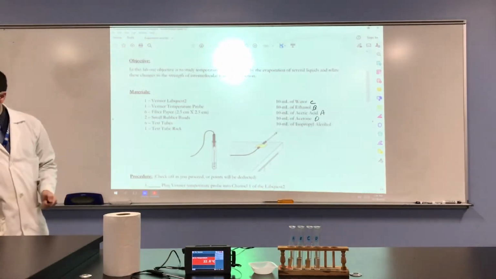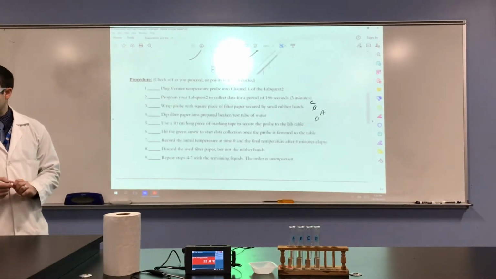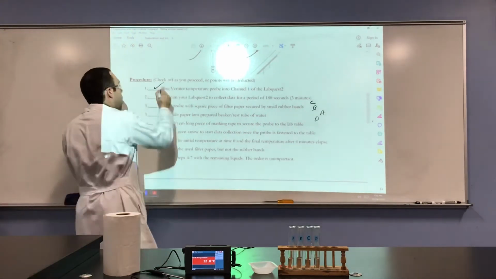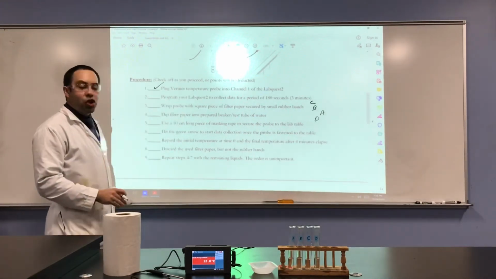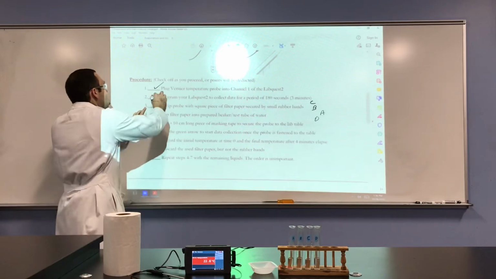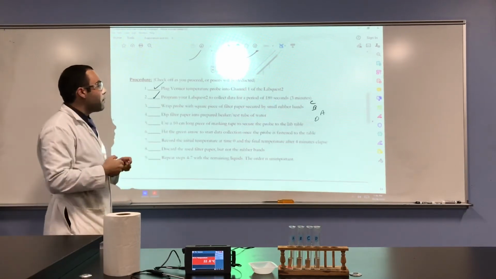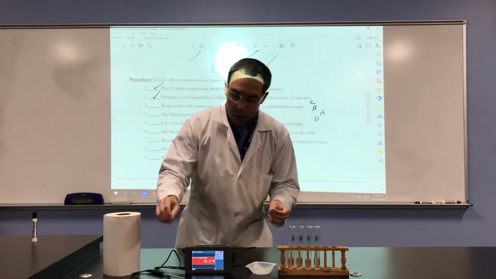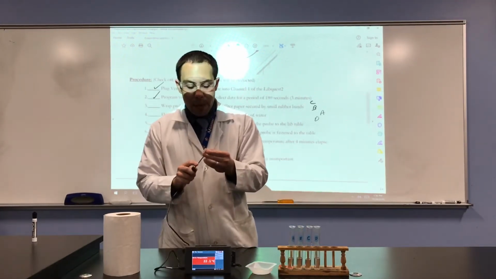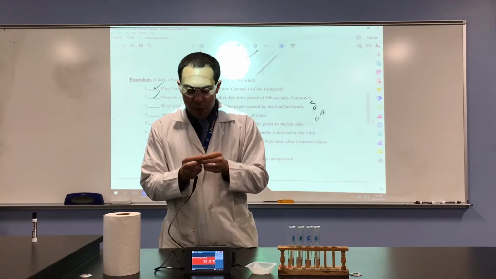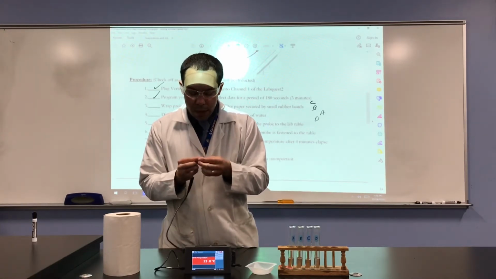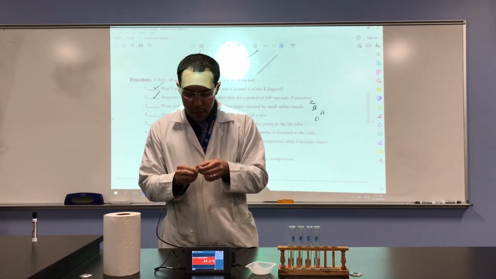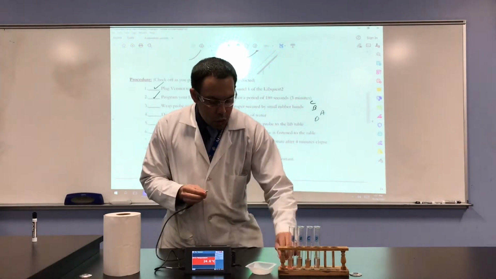So our procedure, first thing we're going to do is plug in the Vernier temperature probe to channel 1 of LabQuest 2. Done. Program your LabQuest 2 to collect data for a period of 180 seconds. Already done. 3, wrap the probe with a square of filter paper secured by small rubber bands. Take the filter paper, wrap the tip of the temperature probe with the filter paper, and secure with the rubber band.